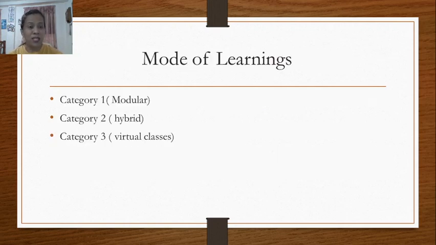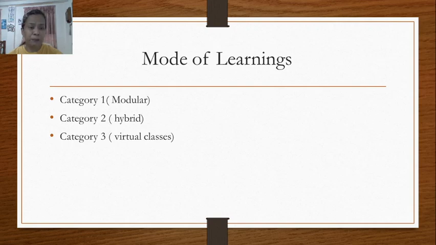So, mode of learning: category 1, you know that one, modular. Category 2, the hybrid. Category 3, virtual classes. Now for category 2 and 3, if you have the access, especially those who belong to category 2, you are not actually obliged to attend our virtual classes all the time, right? But just in case you have a strong internet connection, you have the access, feel free to attend our online classes, right?